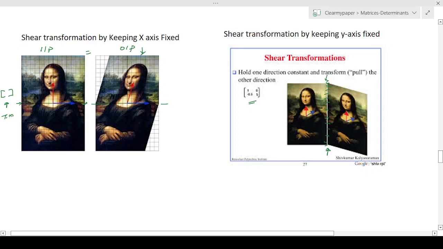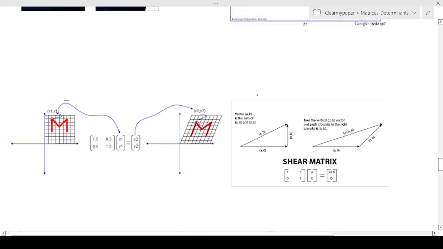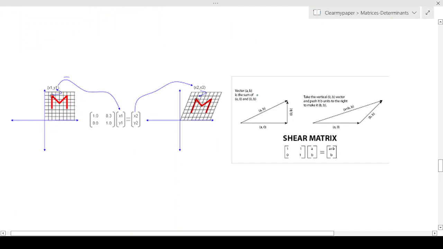So now the question is, how do you do that? Okay, now let's come back. Here there are examples as well as the matrix itself. So in this case, let's say there is a letter M over here. This letter M is at rest. So this is my input matrix, and this is my output matrix, which is post shearing, right?